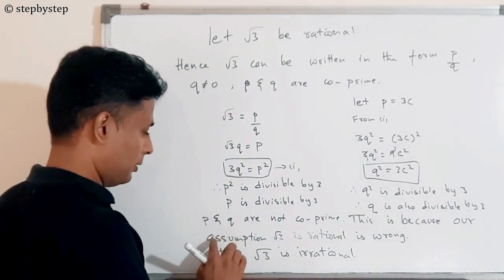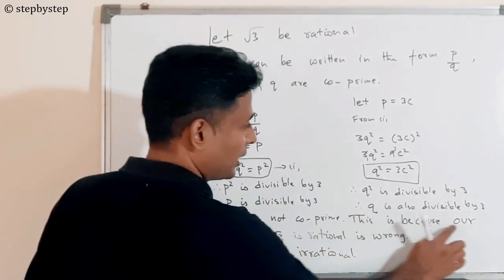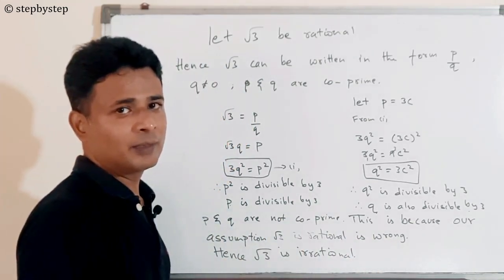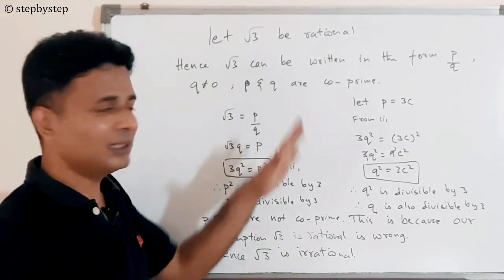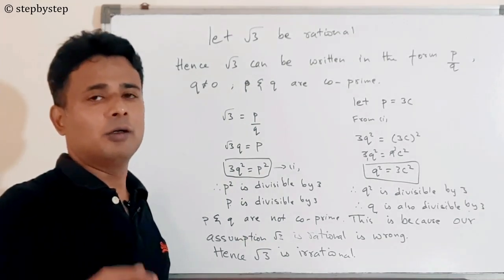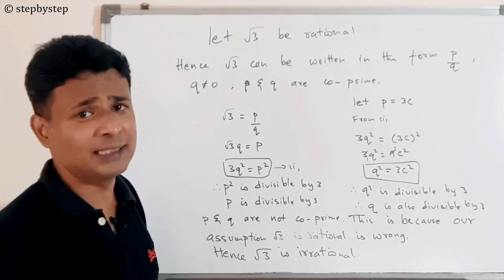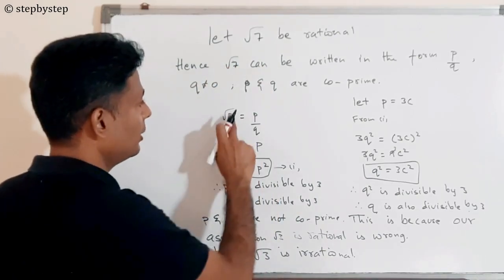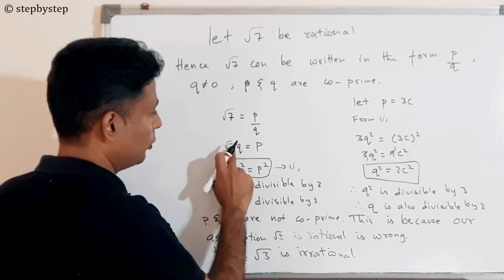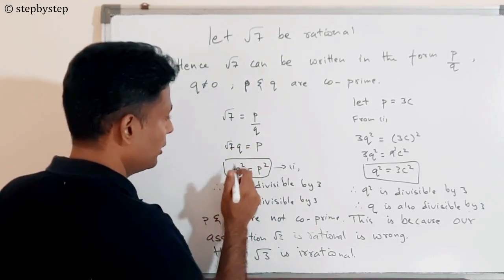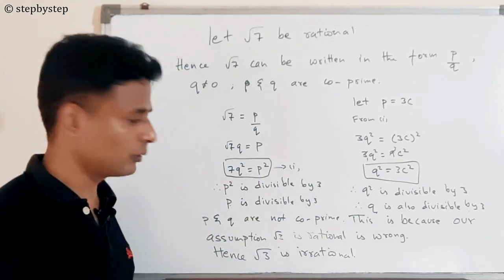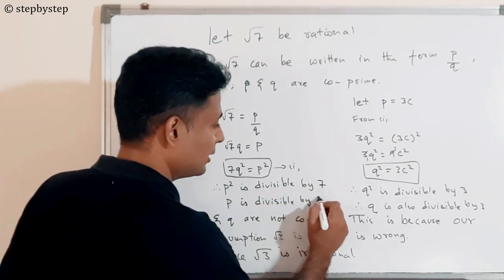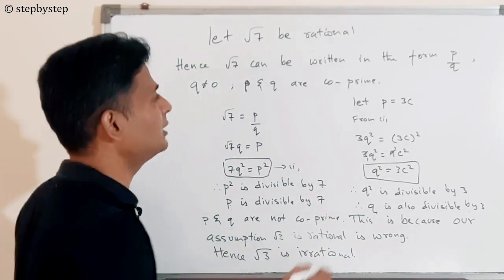Then you will write P and Q are not co-prime. This is because our assumption, root 3 is rational, is wrong. Hence, root 3 is irrational. For any problem where you have to prove some number is irrational, this is how you will do it. For example, if I had asked you to prove root 7 is irrational, what would we have done? Here it would be root 7 everywhere, and here you would have got 7q square equal to p square. Now here again you would have written p square is divisible by 7, p is divisible by 7. The only place where you will change is here.